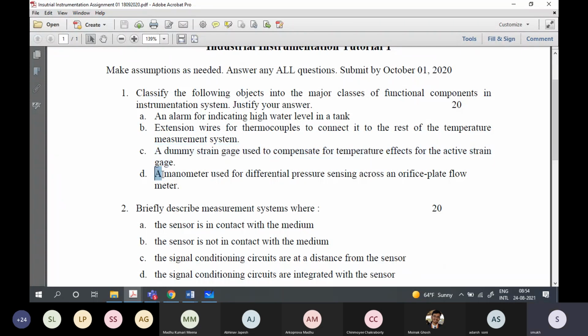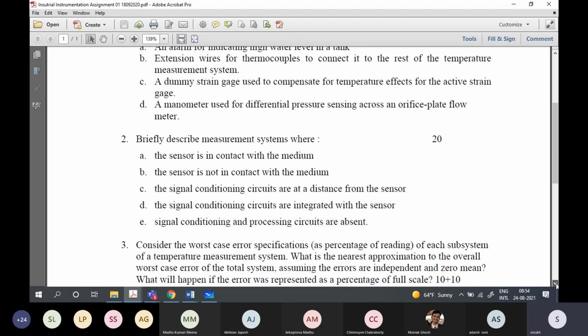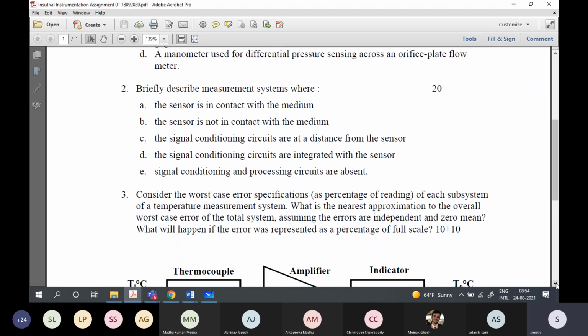Then this one. Actually, these are a little difficult for you to answer, I understand, because you don't yet have the background. Okay, fine, we'll skip this question. This is a manometer used for differential pressure sensing across an orifice plate flow meter. You don't yet know what an orifice plate flow meter is. We'll study it. This question also we'll skip, because it says briefly describe measurement systems where the sensor is in contact with the medium.